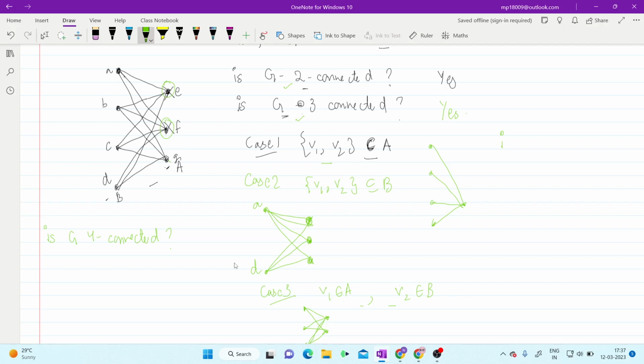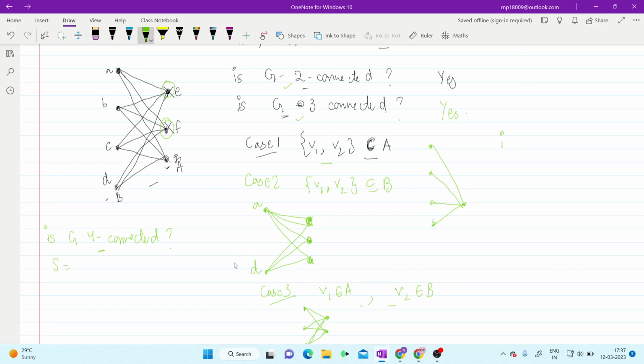So do you think G is 4-connected? Yes, it is 4-connected. Why? Because if you remove the vertices A, B, and C, the final graph is connected. Yes, but see, that is happening just for these three vertices. But to check connectedness, you have to check for all collections of three vertices. Okay, all others also. If you remove E, F, and A, then it becomes disconnected.